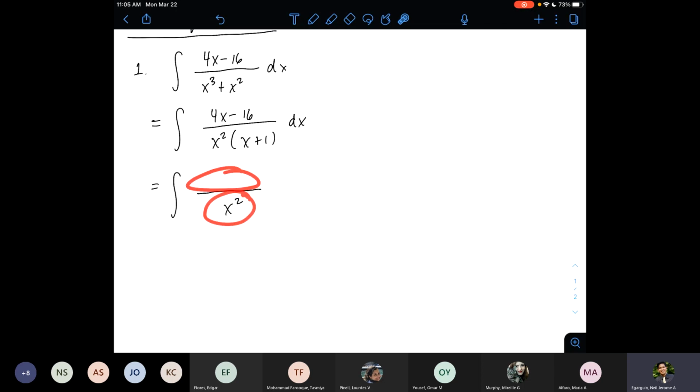So the numerator should be 1 degree less. So it should be a generic linear function. That means we have ax plus b here, for some constants a and b that we will defer the computation of later, right?